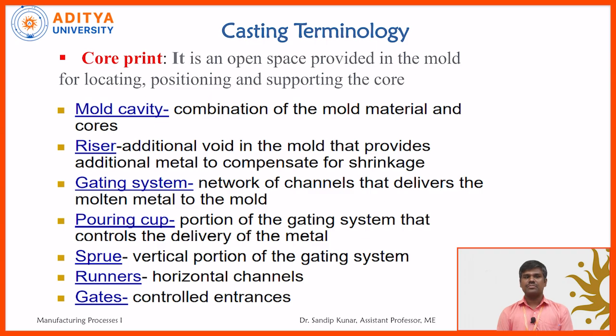Sprue is the vertical portion of the gating system, the second part after the pouring basin or pouring cup. Generally we maintain a taper shape to avoid turbulence of the liquid material. If turbulent flow happens in that liquid material, the internal part of the sprue will be eroded. Runners are the horizontal channels through which liquid material comes to the riser or gate.